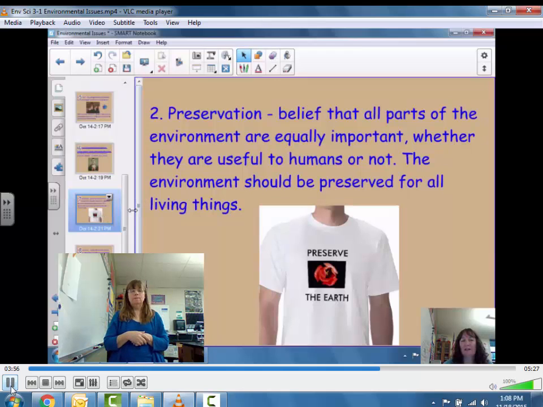The second viewpoint is called the preservation viewpoint, and that's kind of the opposite. It's the belief that all parts of the environment are equally important, whether they're useful to humans or not. So every rock, every snail, every little crust or crumb of earth is just as important as everything else in the ecosystem. So the environment should be preserved for all living things.